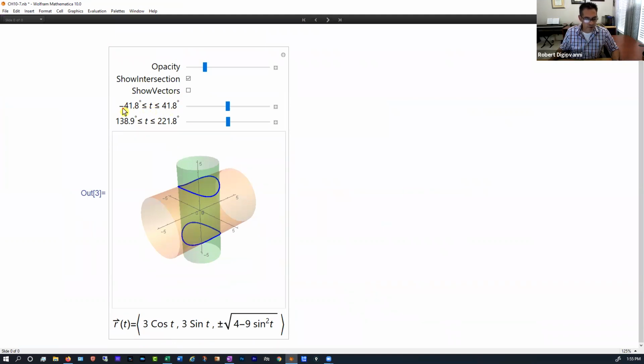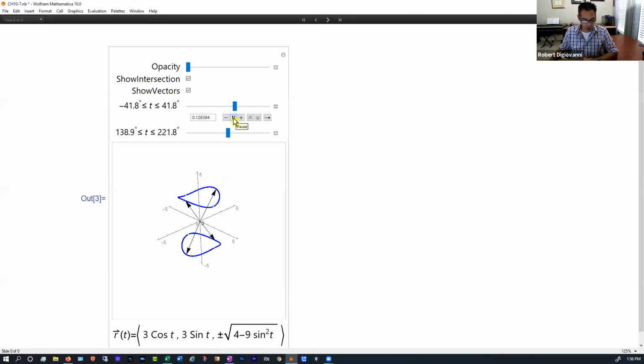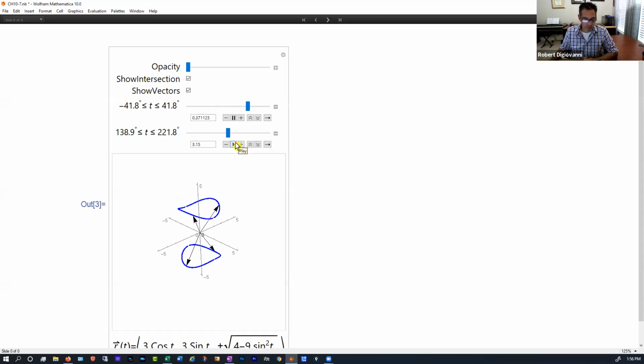t's got to be between -41.8 degrees and 41.8 degrees, or between 138.9 degrees and 221.8 degrees. That's our domain restriction. Let me actually convince you that it does draw this. Here it is. Those are the vectors that will be drawn. If I start letting t vary in the vector function, that's the first curve it draws. And if I let t go on the other one, it draws the bottom half. Okay, that's just to convince you that this does work, but that's our domain restriction for it.